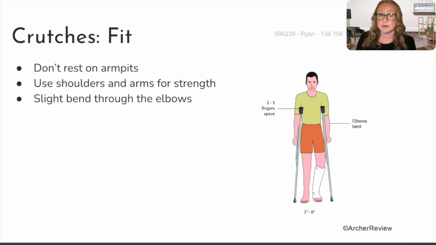That's not so great. Now, we also want a slight bend through the elbows. This is going to allow them to really engage all of their arm muscles and use them to support themselves instead of leaning and putting all their weight on the crutches, which again can cause that nerve damage.